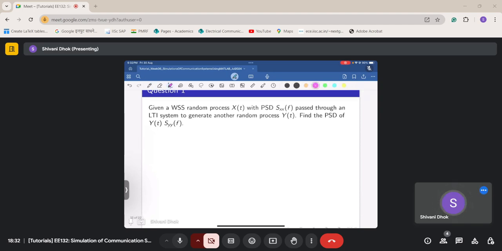It says that given a wide-sense stationary random process X(t) with PSD S_XX of f, so we have a random process X(t) and we know that this is a wide-sense stationary process and its PSD is S_XX of f. This is given to us. Now this random process is passed through an LTI system to generate another random process, that is Y(t).